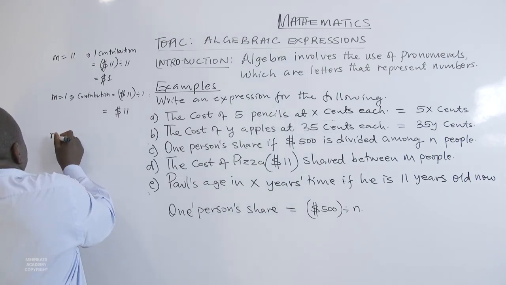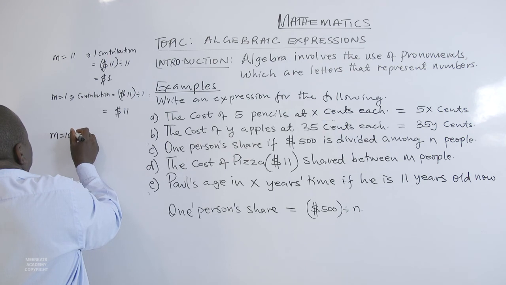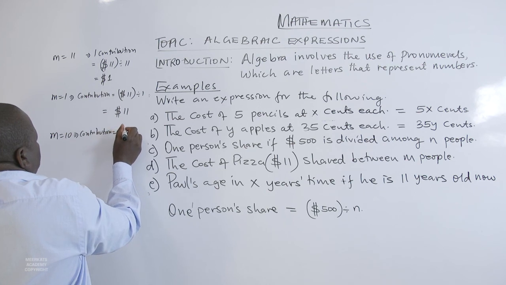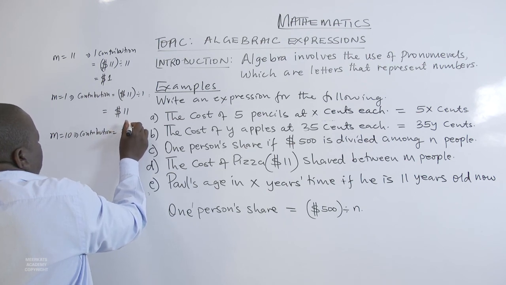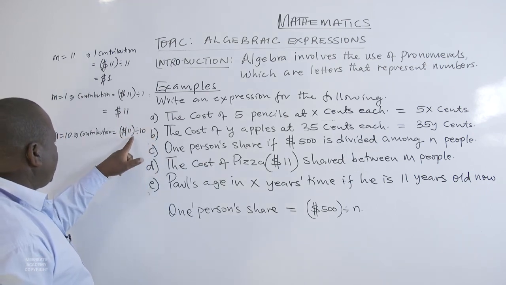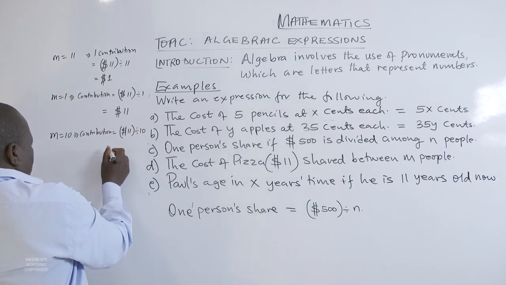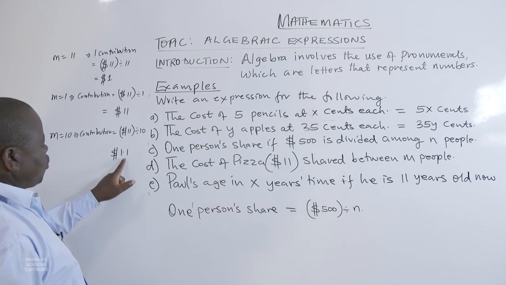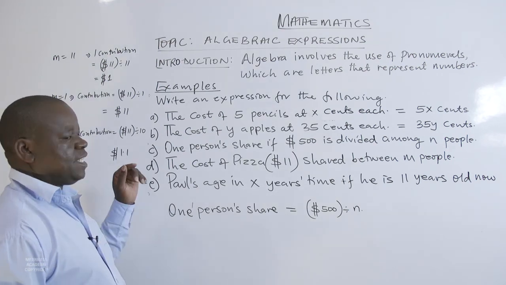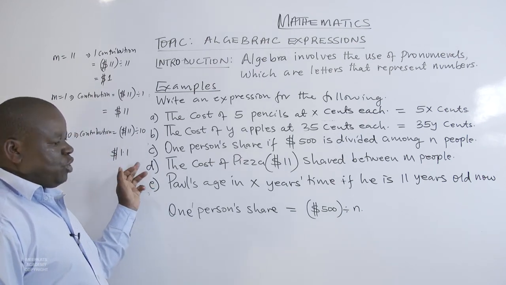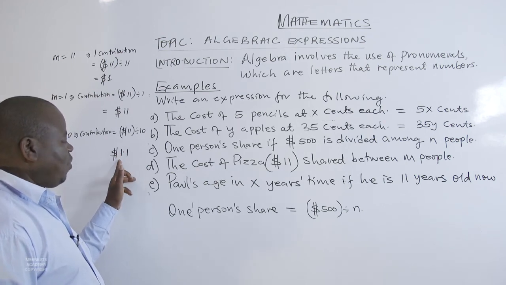Suppose m is equal to 10. So contribution equals $11 divided by 10. And when you divide 11 by 10, you get $1.1. And $1.1 is $1.10, because of 100 cents. We shall see later how we can convert $1.1 into $1.10.